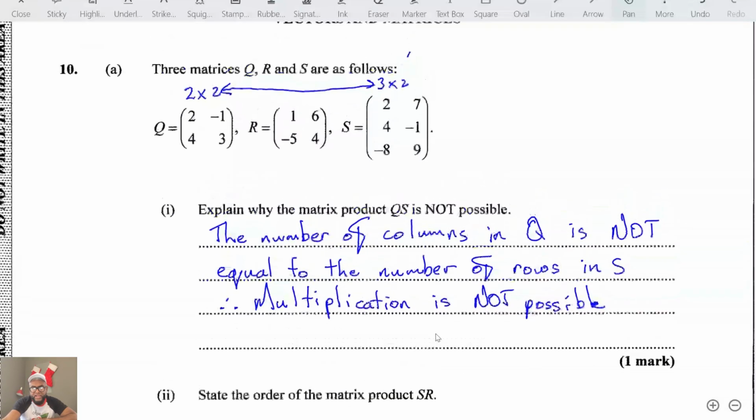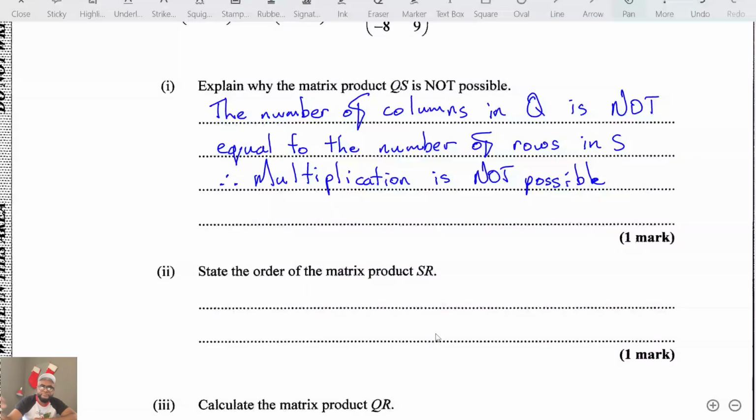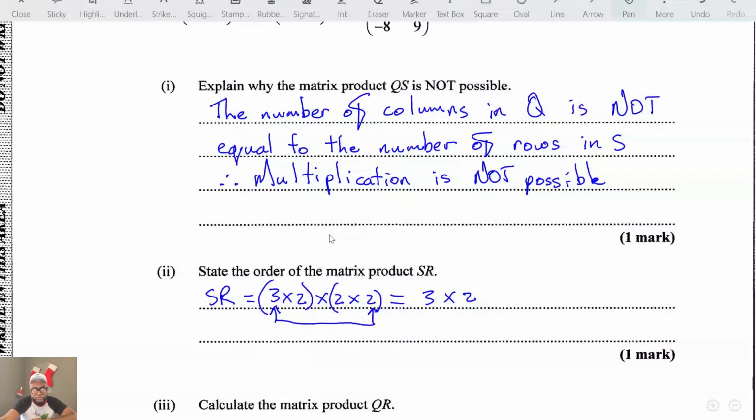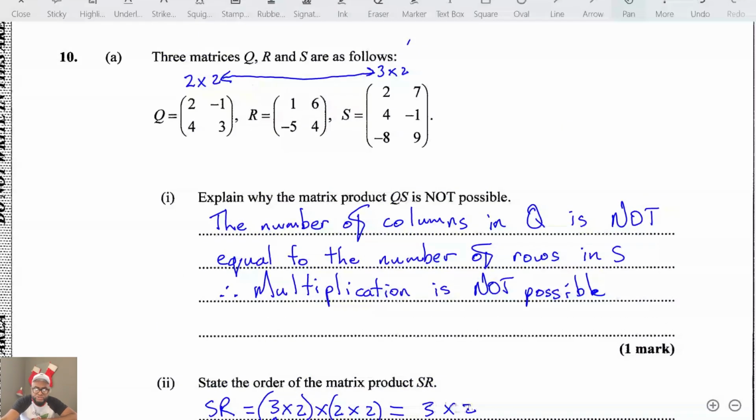State the order of the matrix product SR. SR will be a 3 by 2 matrix multiplied by a 2 by 2 matrix. To get the order of the matrix product, it will be the number of rows in the first matrix and then the number of columns in the second matrix. So this answer would be a 3 by 2 matrix.